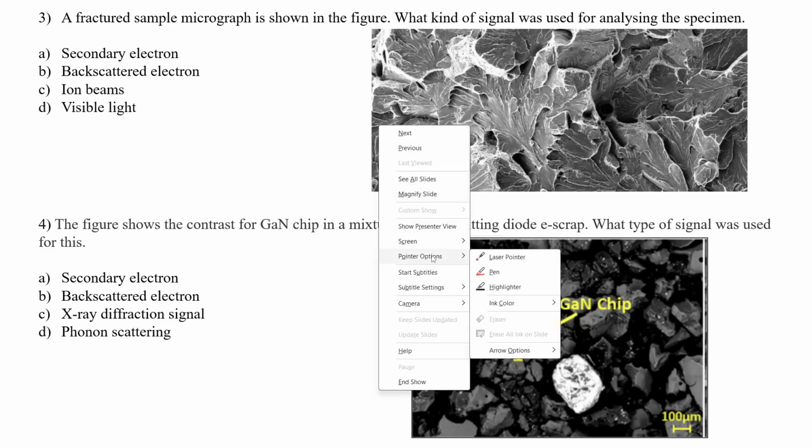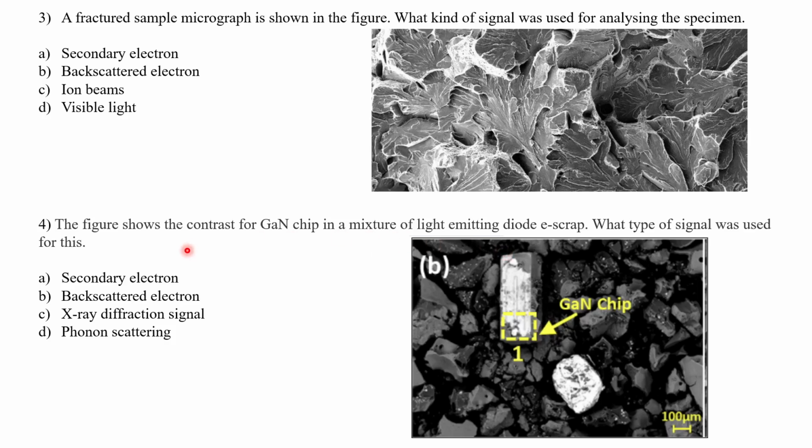We have discussed all the concepts in the previous slides. So here option B, that is backscattered electrons, because this gallium nitride chip is appearing much brighter as compared to the rest, though this chip and the other chips all have different orientations. Here you can also see that the depth of focus is also very bad.